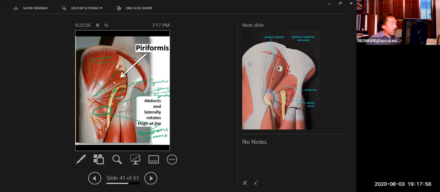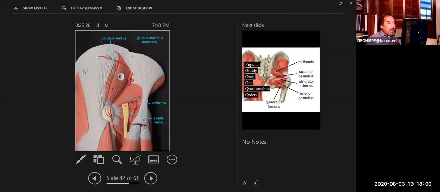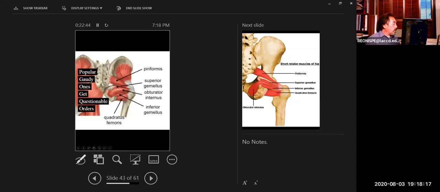Right, and then another picture of the lateral rotators, piriformis, and then the sciatic nerve is there. And then superior gemellus, inferior gemellus, and that's going to be the obturator internus in between the superior and inferior gemellus.